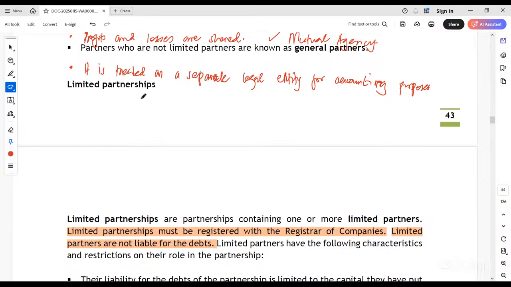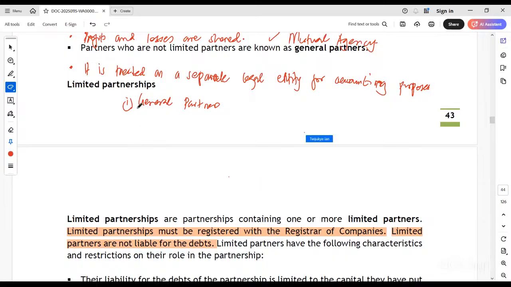There can be general partners. Message in the chat box: unlimited partnership will have full control over the business decision making. Yes, I see you have a question. You can ask your question.